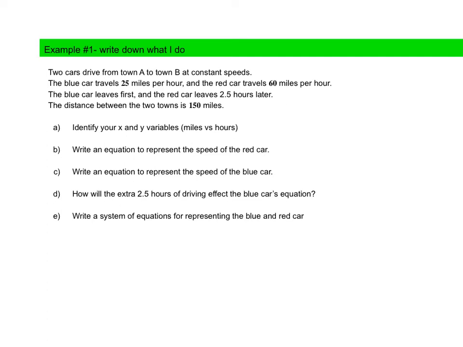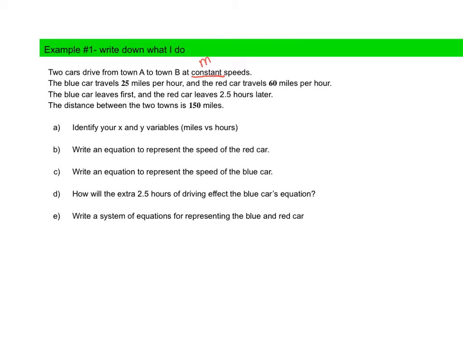It says 2 cars drive from town A to town B at constant speeds. If they're constant speeds, they have a slope, right? They have a rate. The blue car travels 25 miles per hour, and the red car travels 60 miles per hour. The blue car leaves first, and the red car leaves 2.5 hours later. The distance between the two towns is 150 miles.